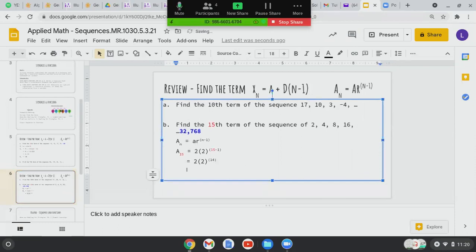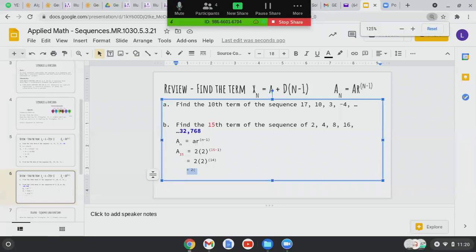So now we have equal, and then we have 2. Oh, I know where we at. What is 2 to the 14th? 28. Nope. Wait, huh? No, you got the right answer. Of course.